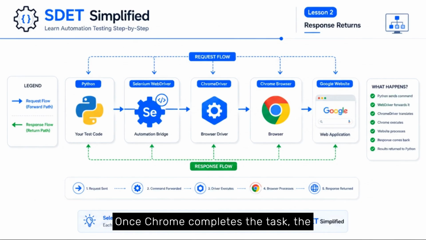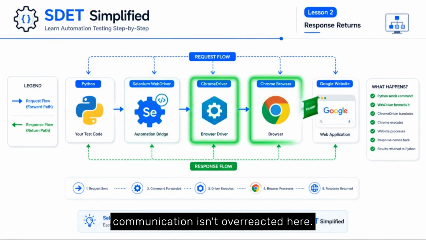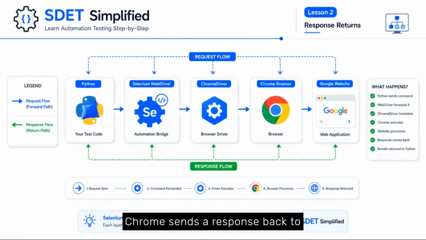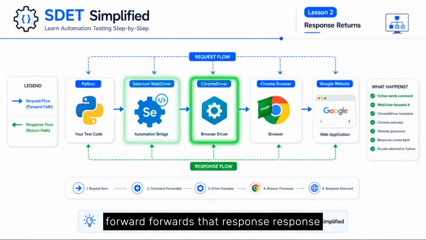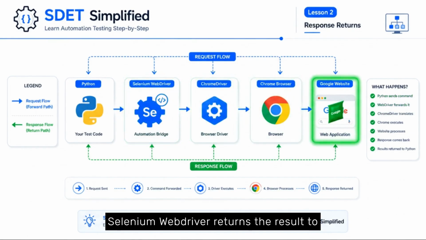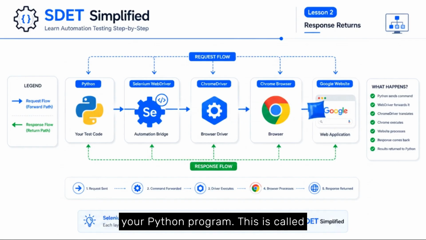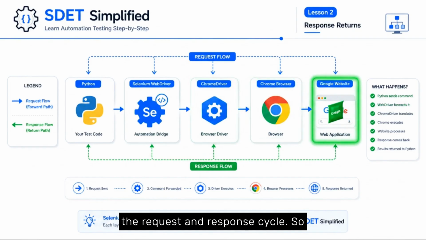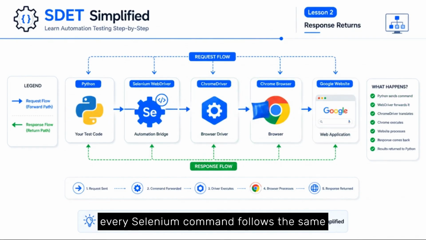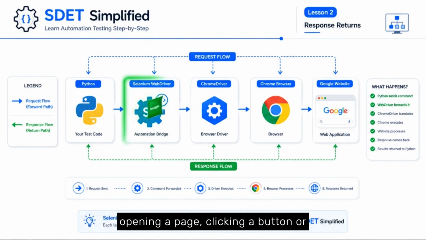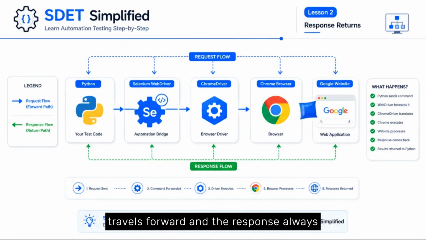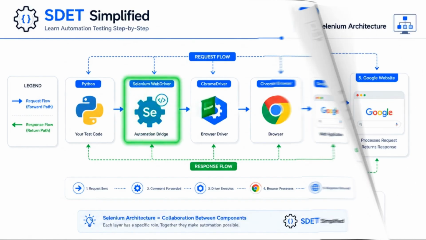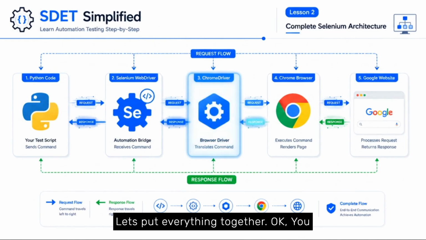Once Chrome completes the task, the communication isn't over yet. Here, Chrome sends a response back to Chrome driver, and Chrome driver forwards that response to Selenium WebDriver. And finally, Selenium WebDriver returns the result to your Python program. This is called the request and response cycle. So every Selenium command follows this same communication process. Whether you are opening a page, clicking a button, or entering text, the command always travels forward and the response always comes back.